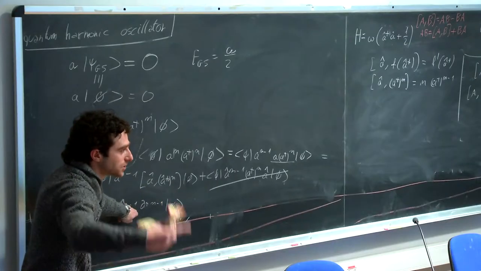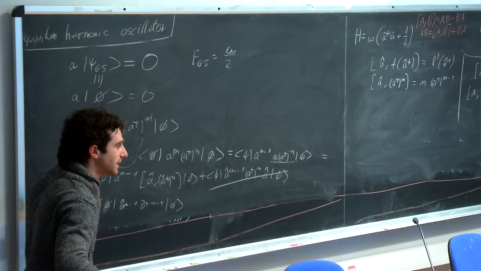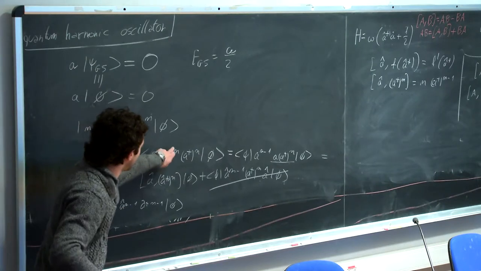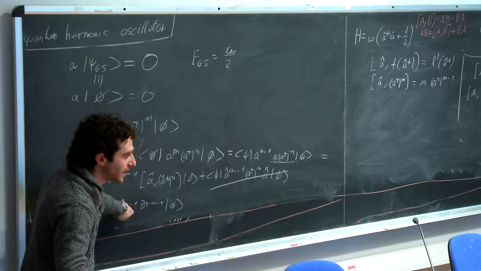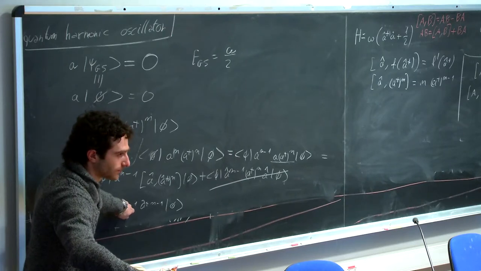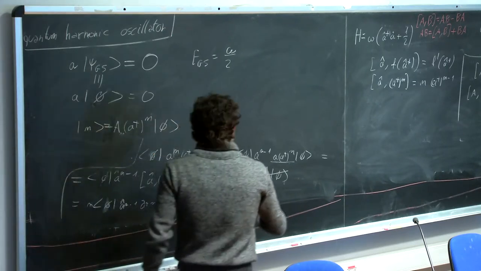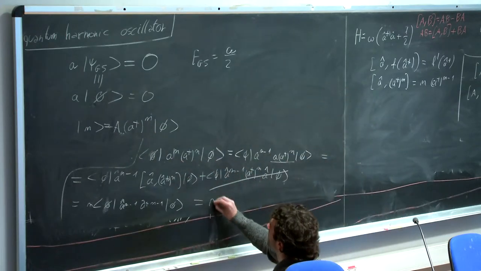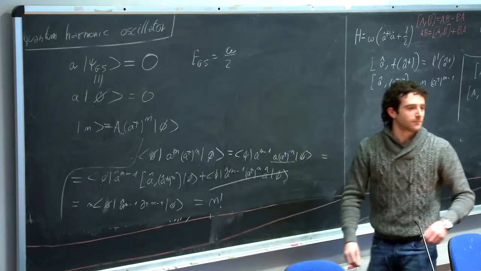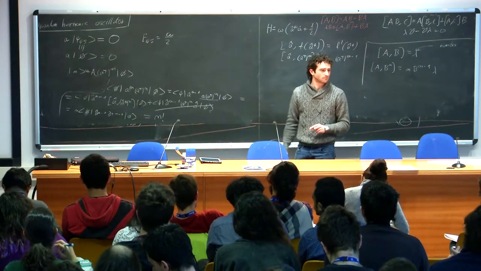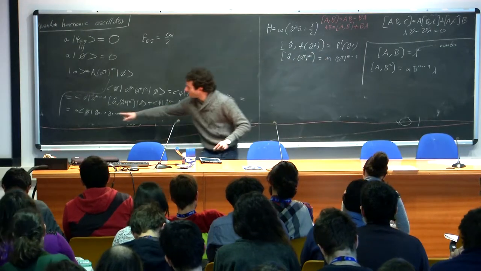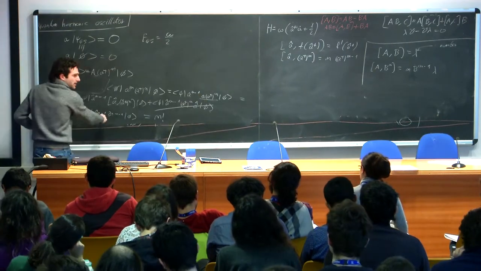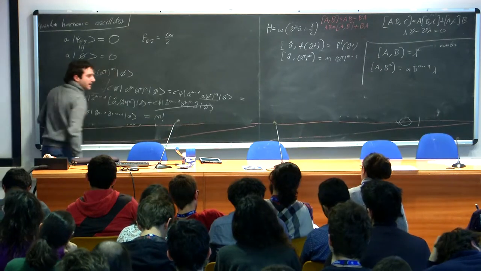This is a recurrence equation, so every time you pick a number equal to the number of operators here. The first one is N, then you have to multiply by N minus 1, and so on, up to 1. So in the end, what you find is that this expectation value is nothing but N factorial. The first time you have N, but now you have N minus 1 operators here. So N times N minus 1, and so on. And so you find N factorial.